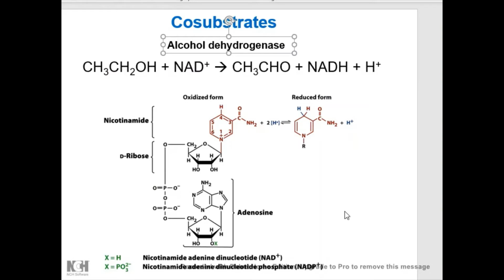One example of a co-substrate that I would like to mention is nicotinamide adenine dinucleotide, which participates in redox reactions in many biochemical processes. NAD plus is the oxidized form of this coenzyme, and NADH is the reduced form. Alcohol dehydrogenase is one of the enzymes that use the NAD plus co-substrate. As you can see, NAD plus in its oxidized form takes 2 electrons from carbon number 1 in alcohol and produces acetaldehyde and the reduced form, NADH. So you can see that the co-substrate underwent chemical transformation from oxidized to reduced form during this process.